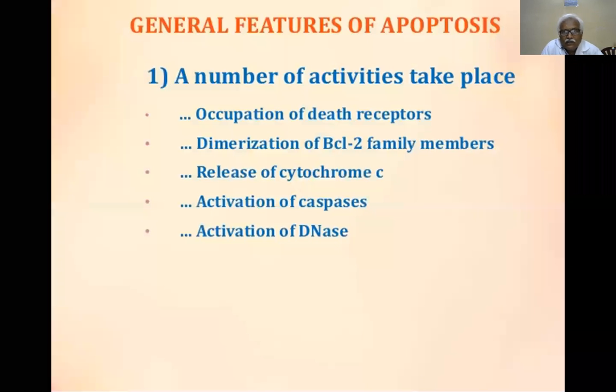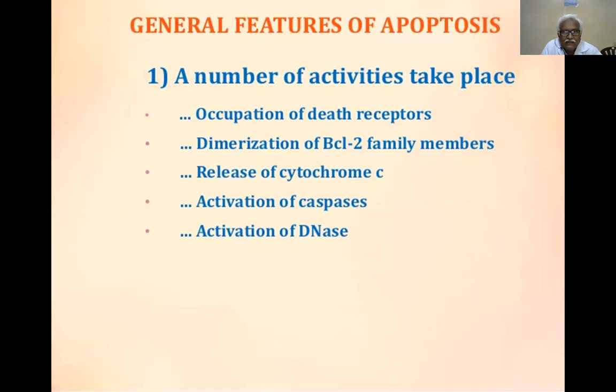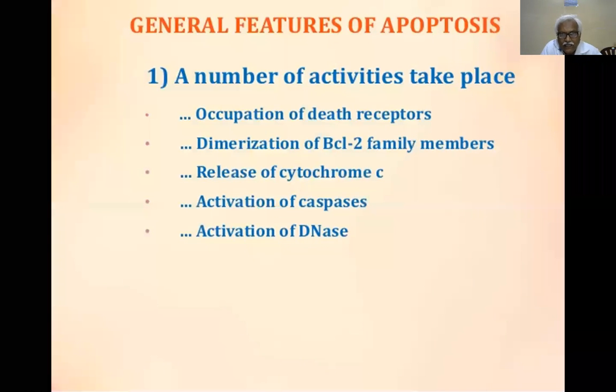So, general features of apoptosis. A number of activities take place: occupation of death receptors, dimerization of BCL2 family members, release of cytochrome C, activation of caspases, and activation of DNases.